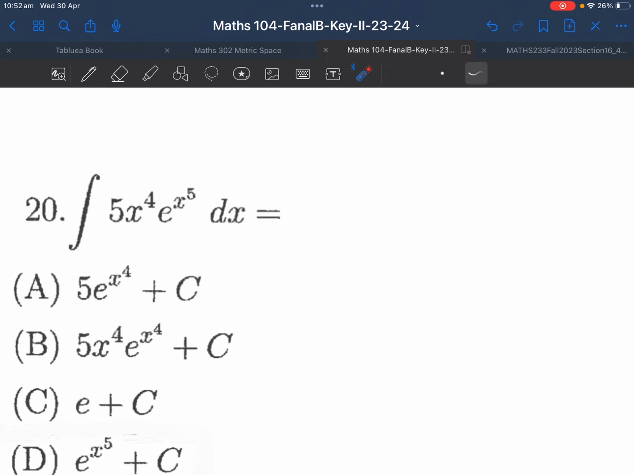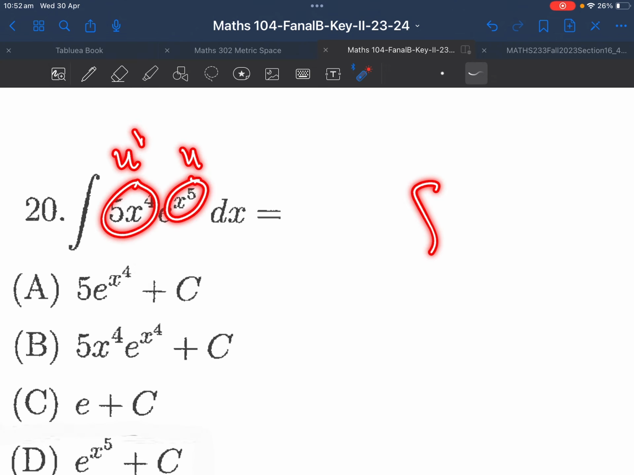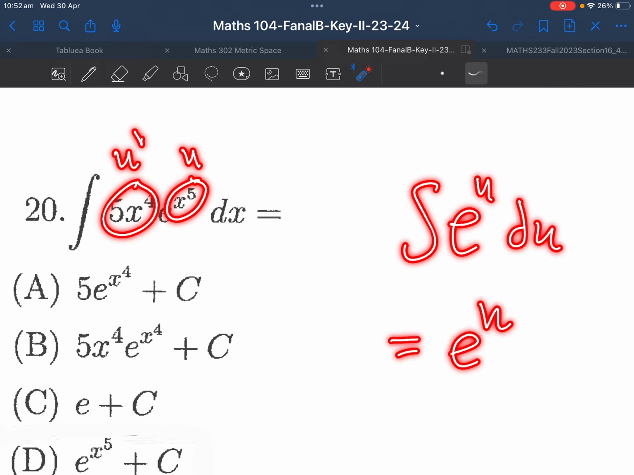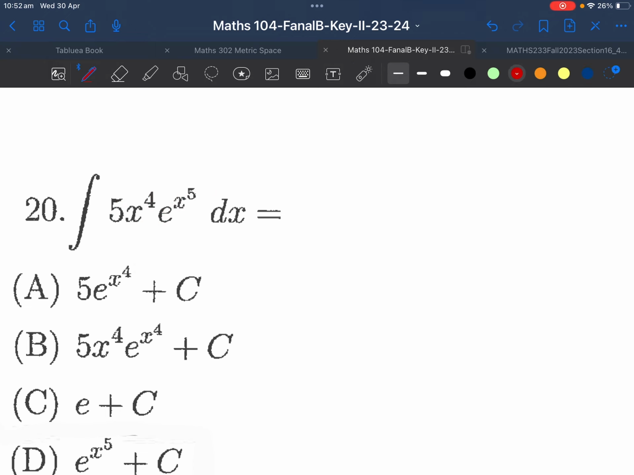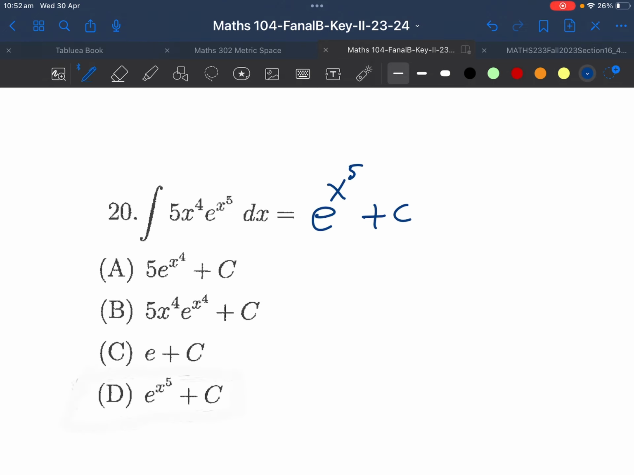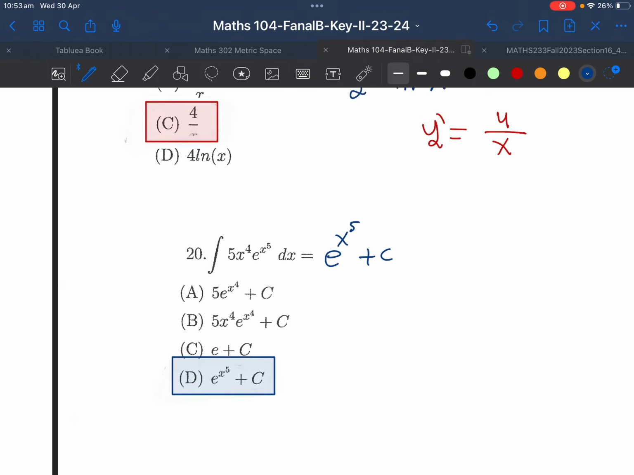Last question. Again, we have u and we have u prime. So we are doing the integral of e^u du. The answer is the same, e^u. So the answer would be just e^(x^5) plus c, which corresponds to part D here.